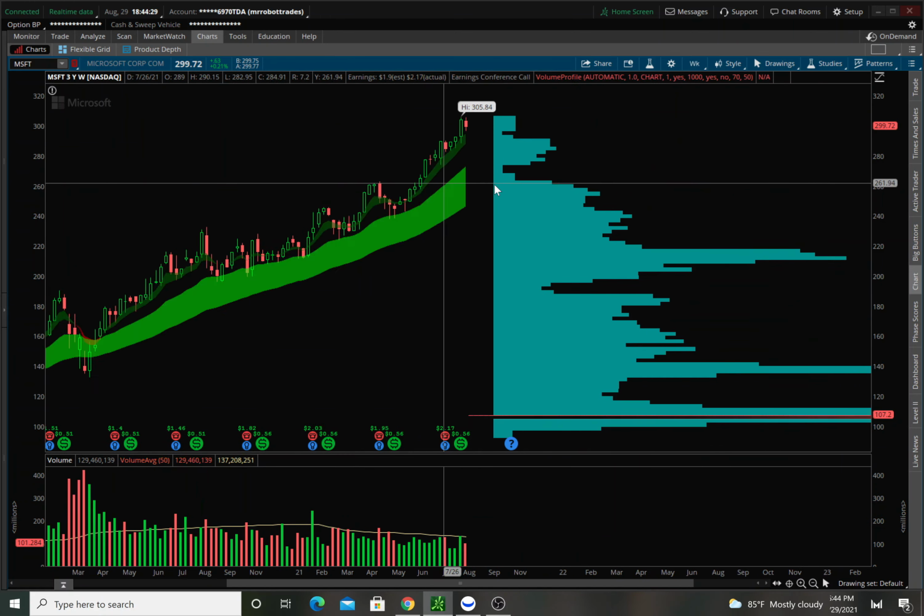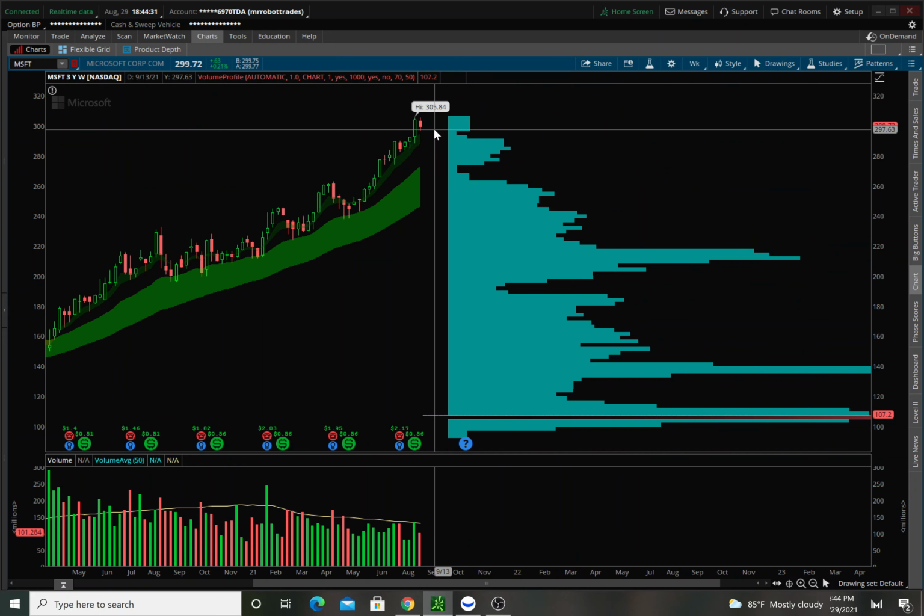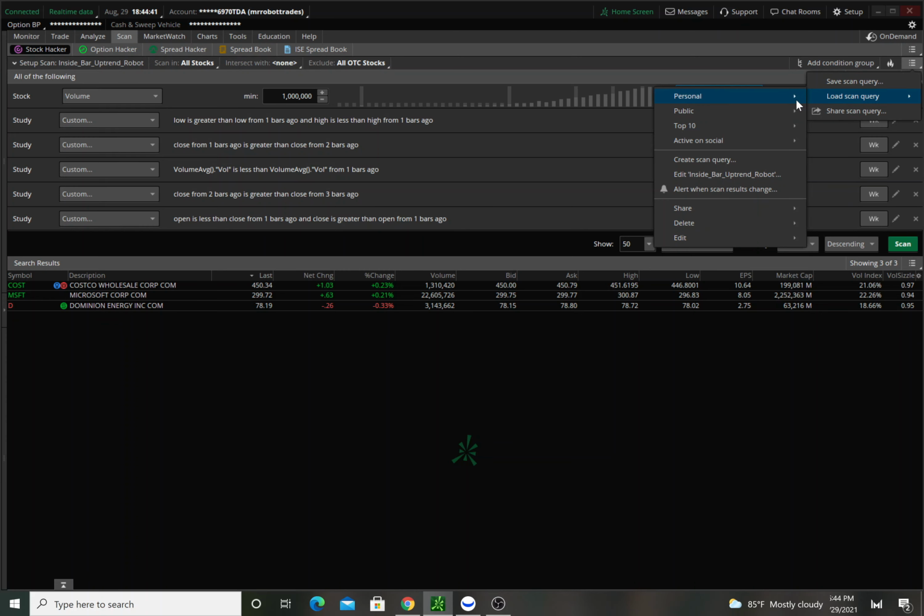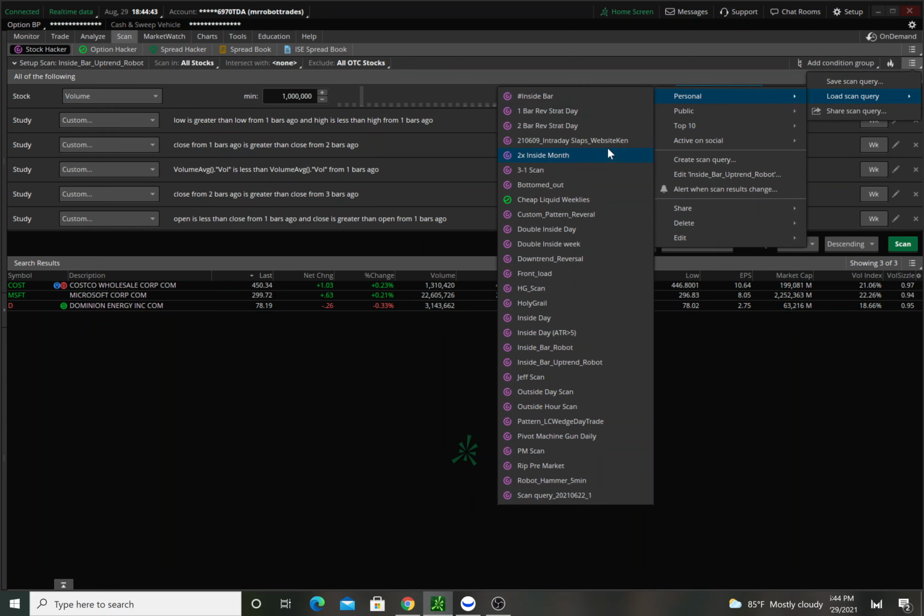Microsoft is a funny one because we're at all-time highs. So it almost, to me, might need a little bit of a pullback. But again, you can trade it however you want to. That's the way that we set it up on the scanner. And we've had pretty good success with that, with commons and with options. I kind of use it for both.